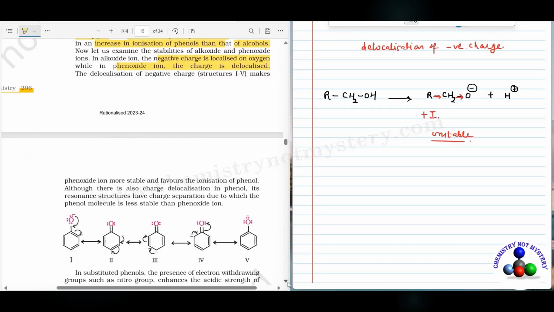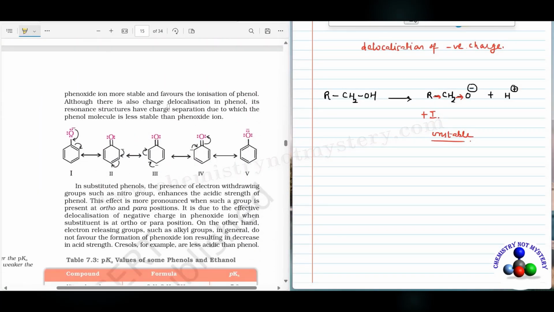Now let's read from the book. Phenoxide ion is more stable and favors the ionization of phenol, although there is also charge delocalization in phenol. Its resonance structures have charge separation, due to which the phenol molecule is less stable than the phenoxide ion.